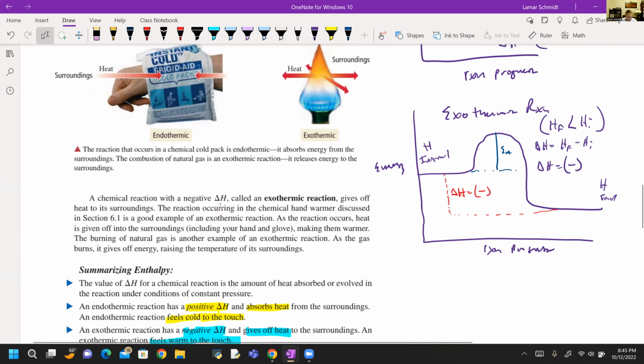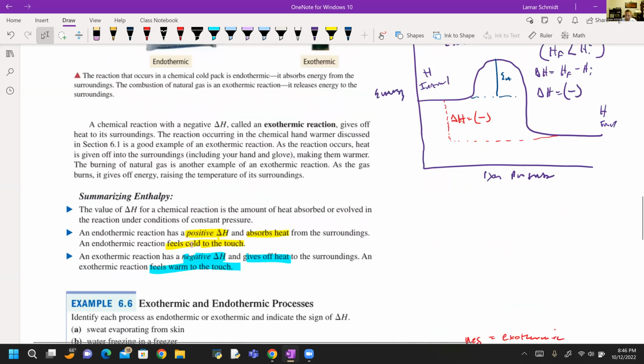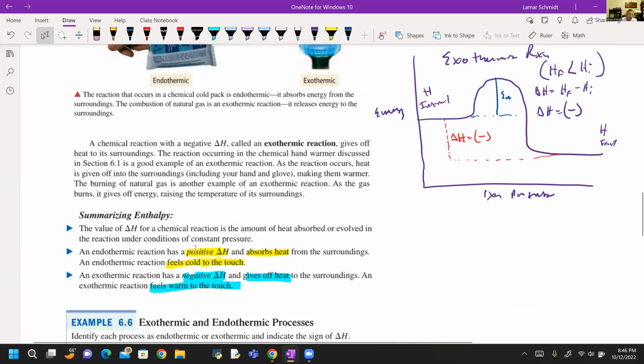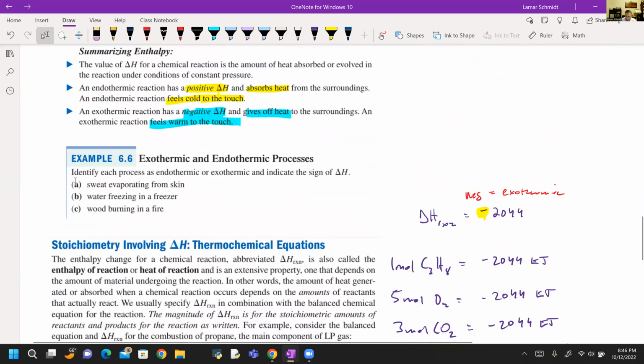That ice pack, right? And then an exothermic has a negative delta H, has less energy at the end than it did at the beginning. And why would it have less energy? Well, because it gives off heat to its surroundings and it feels warm to the touch. So it's giving off heat, it's going to feel warm. All right, and so just be aware of that. Now, I put this in here because some of these are maybe a little anti-intuitive, but I just want you to think about heat transfer as we go through these.